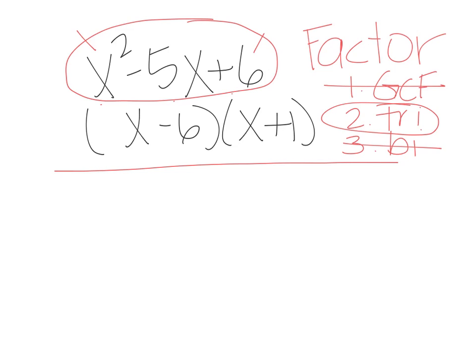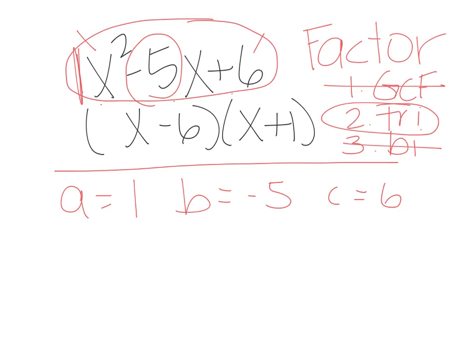For a trinomial, I do a equals 1, the number in front of x squared, b equals -5, the number in front of x, and c equals 6, the last term. My father drives a red Mustang. M, multiply A and C. 1 times 6 is 6. F, find the factors which add up to B.